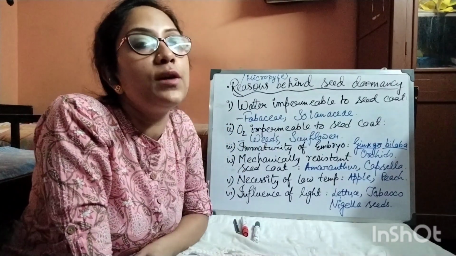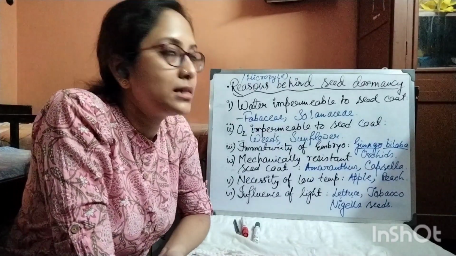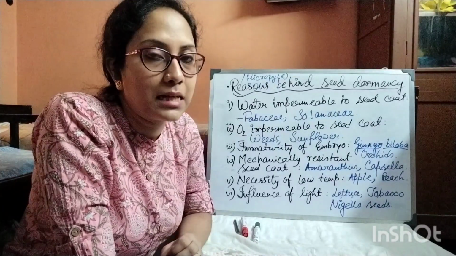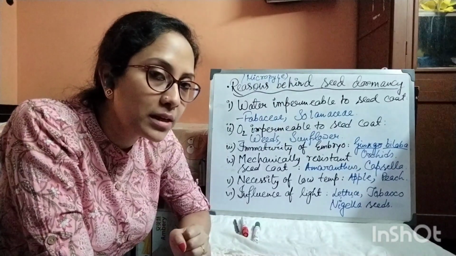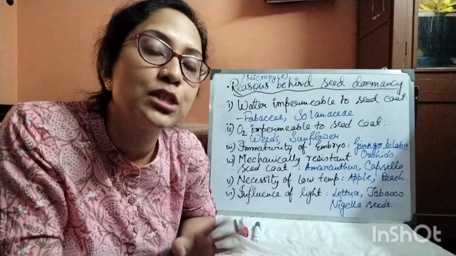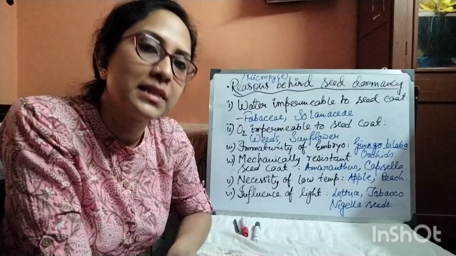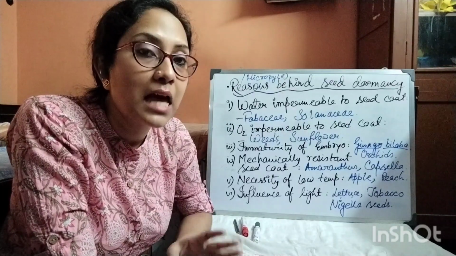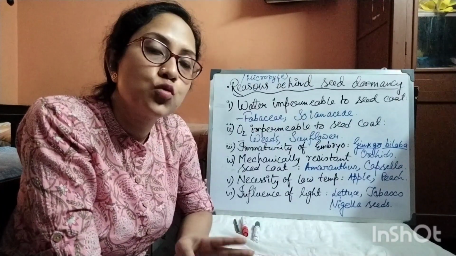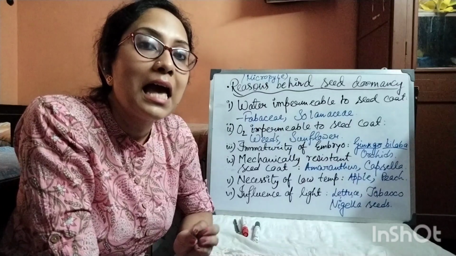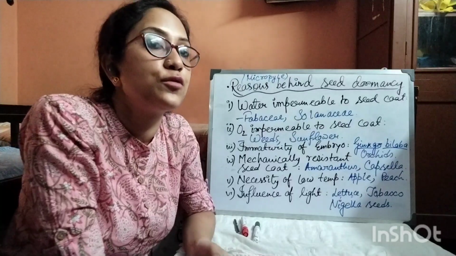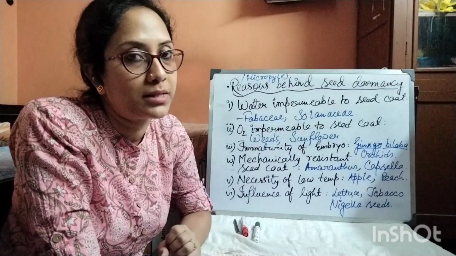The sixth point is influence of light. Lettuce and tobacco are plants we can say are positively photoblastic. What do we mean by positively photoblastic? Photoblastic plants are those whose seeds need light to germinate. The seeds need an ample amount of sunlight to germinate. Tobacco and lettuce are two examples of such plants, whose seeds germinate when there is an ample amount of light. That is why they are termed positively photoblastic.